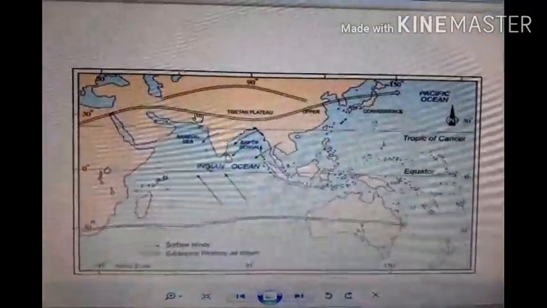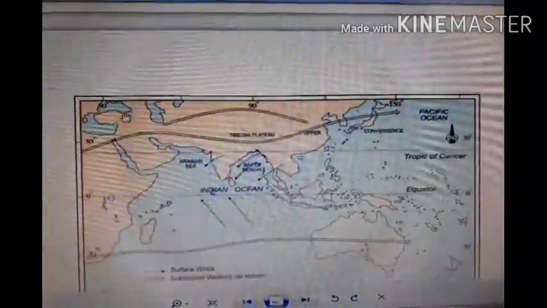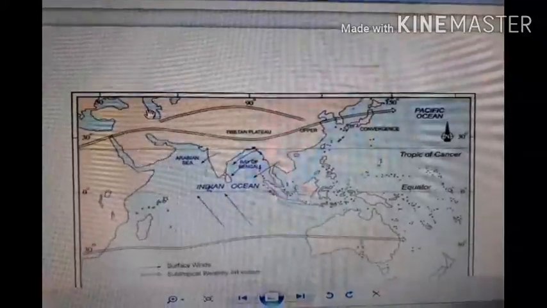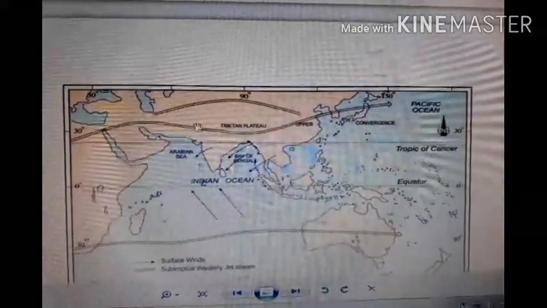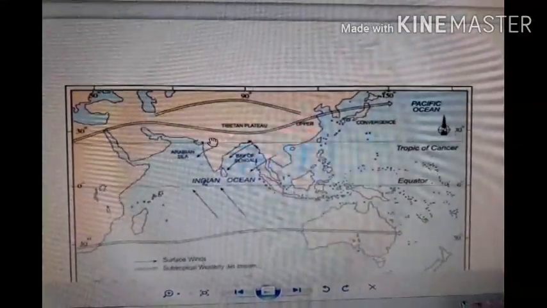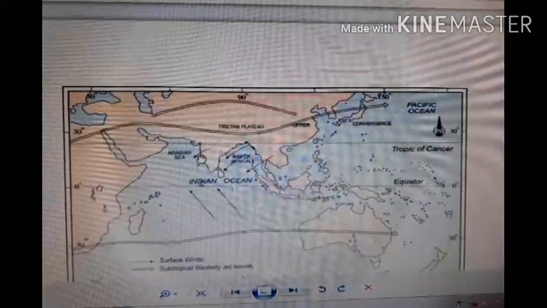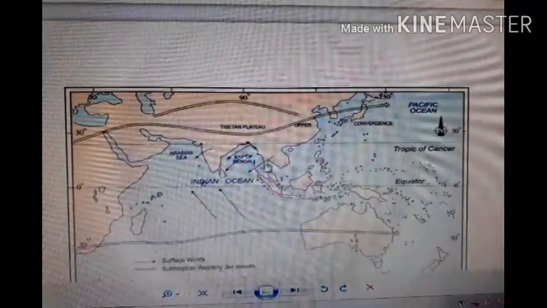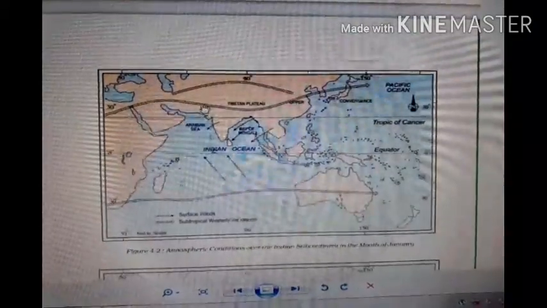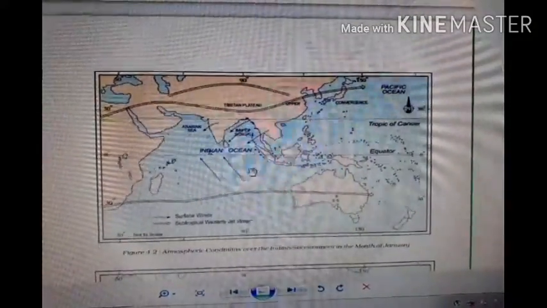Now we can see in this picture that these types of winds come from this direction. This is the Mediterranean region, and these winds come from here, move from the eastern part, enter from the western borders of India and affect the weather conditions of northern India.